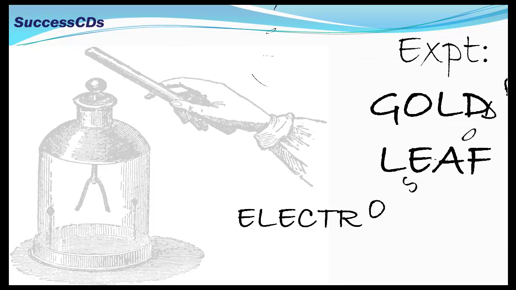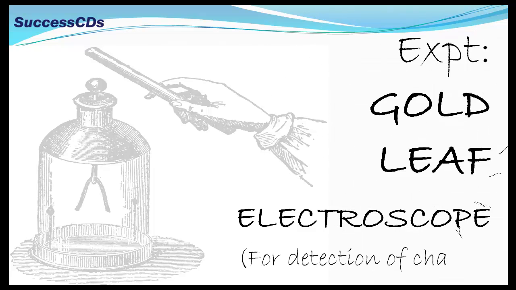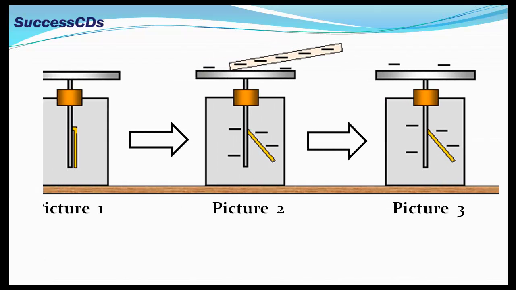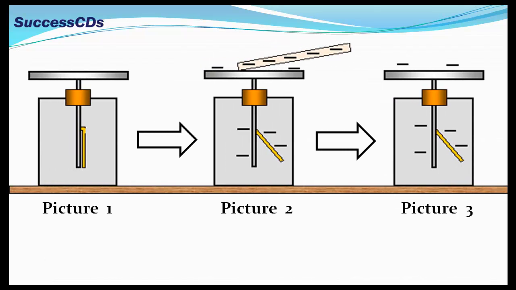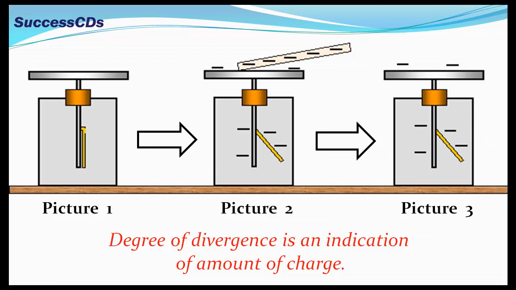Gold leaf electroscope experiment. It is done for the detection of charge. A vertical metal rod is housed in a box and two thin gold leaves are attached to the bottom end. This is shown in picture 1. Now, when a charged object touches the metal knob at the top of the rod, charge flows onto the leaves and they diverge, as shown in pictures 2 and 3. The degree of divergence is an indicator of the amount of charge.